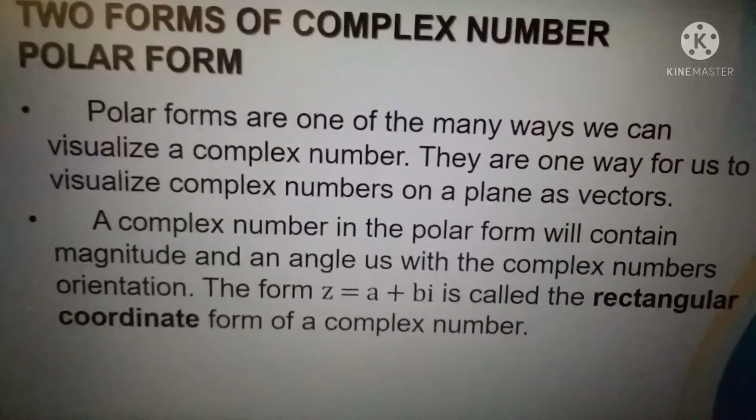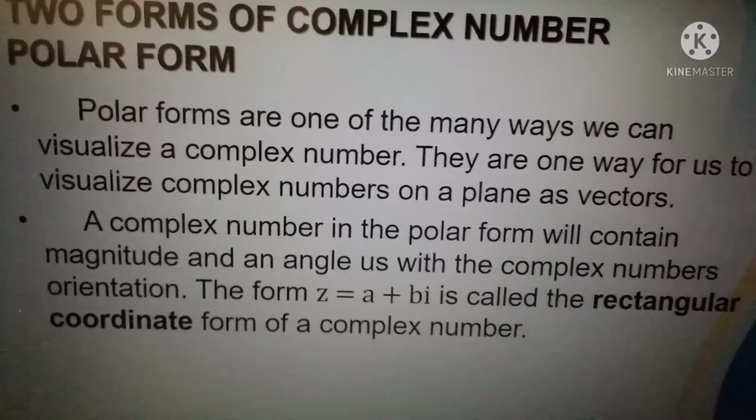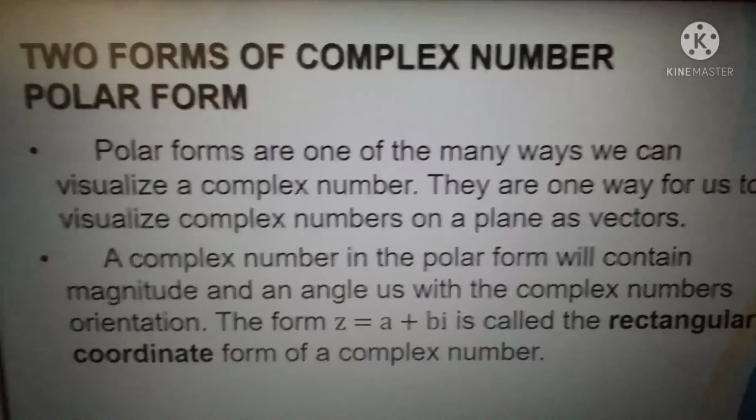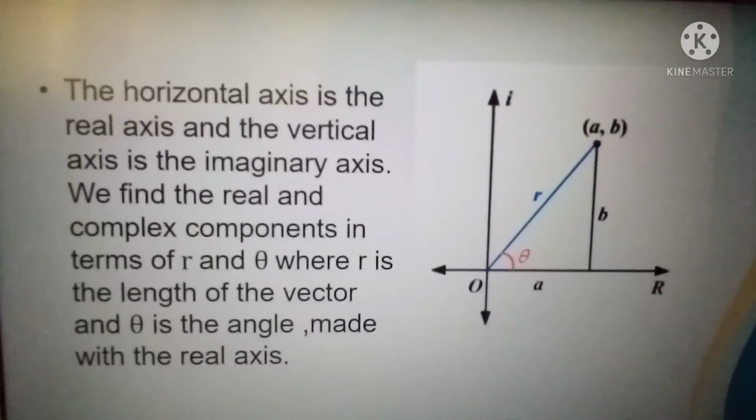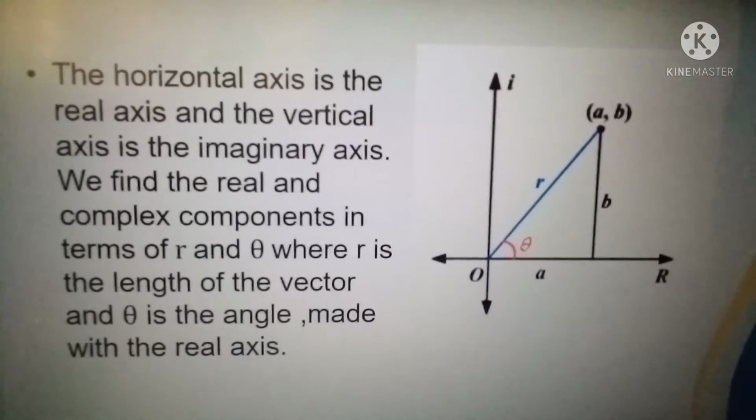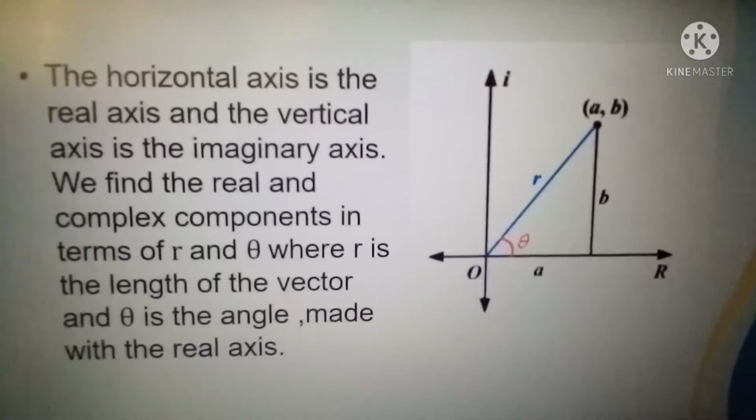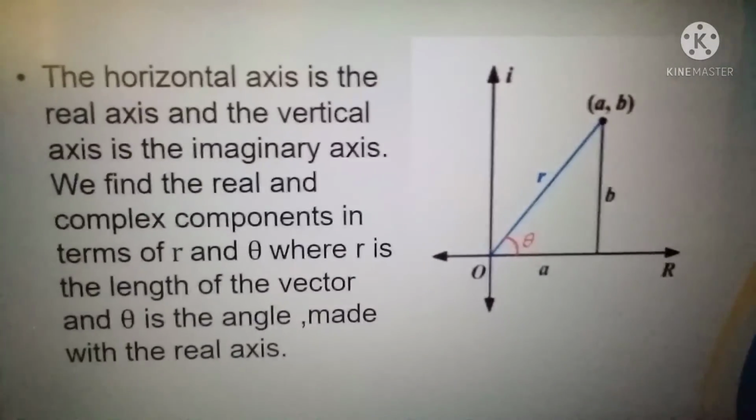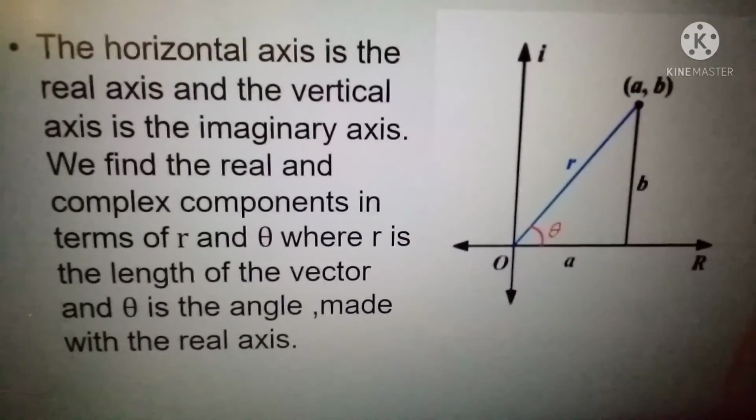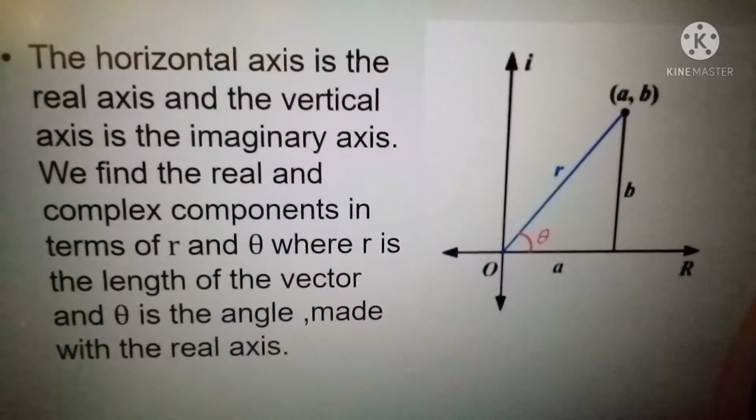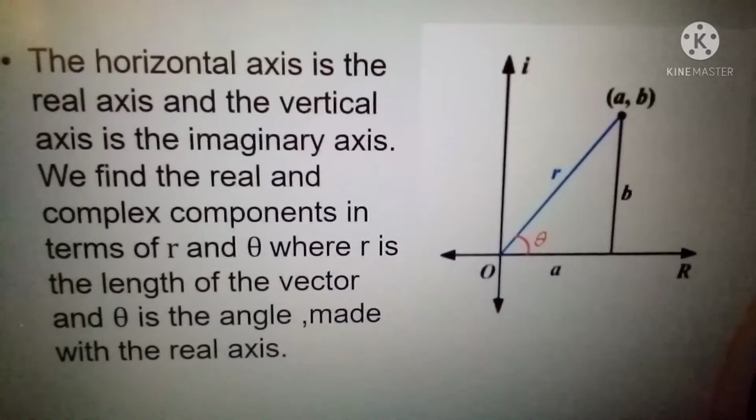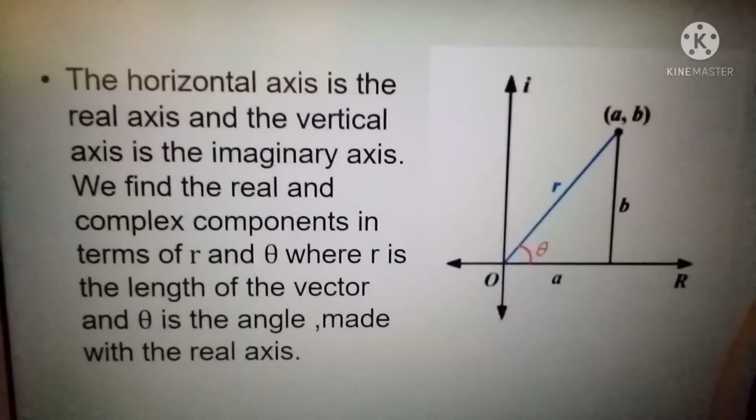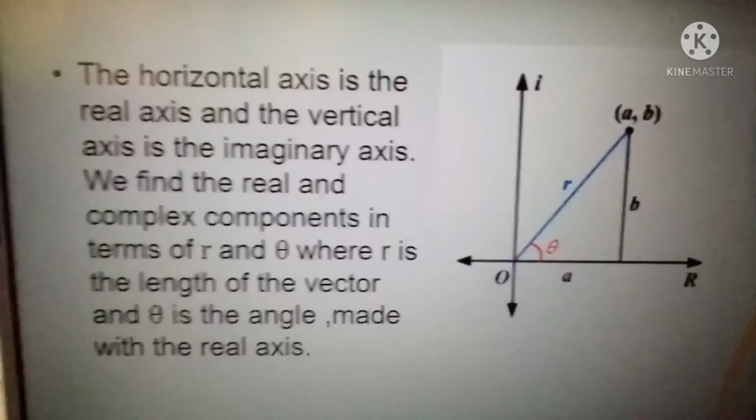So, the form z = a + bi is called the rectangular coordinate form of a complex number. So, the horizontal axis is the real axis and the vertical axis is the imaginary axis. We find the real and imaginary components in terms of r and theta, where r is the length of the vector and theta is the angle made with the real axis. So, ayan, makikita po natin dyan sa ating graph.